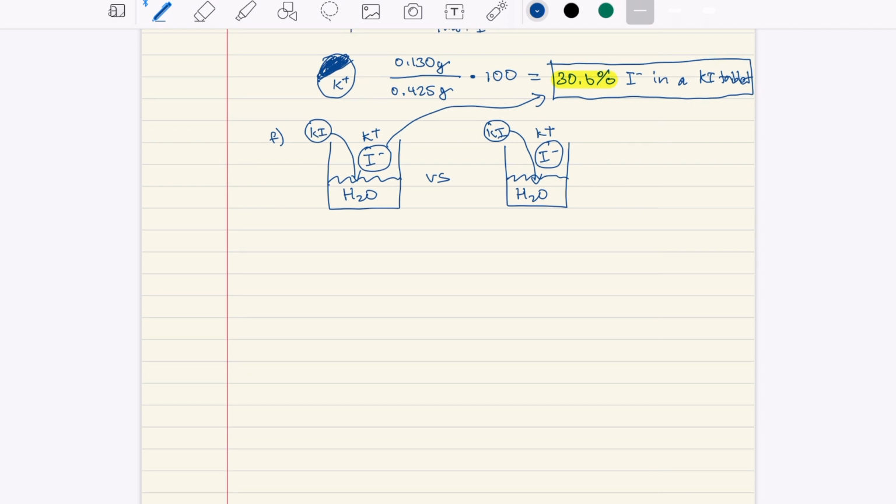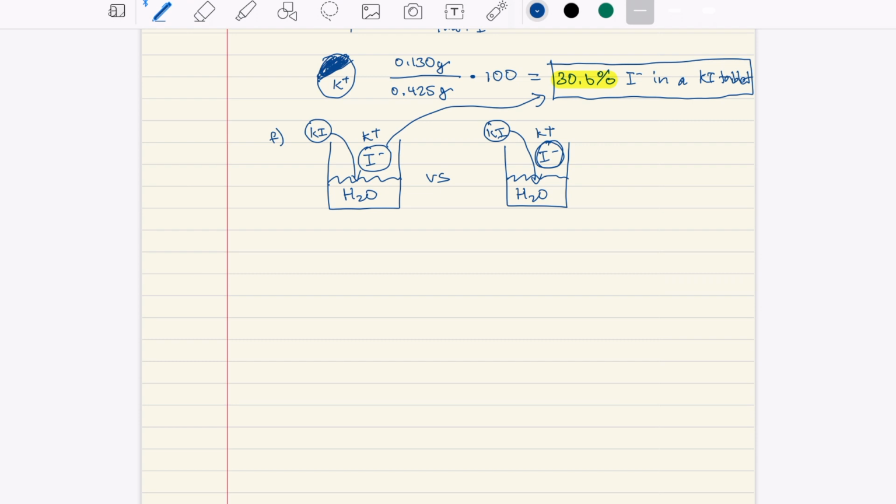So if we think about this, water really is the excess reactant in our case, right? Because we took out all the I minus. So adding more water doesn't necessarily change the amount of I minus because it's the same tablet, right? If you have a tablet of half I minus and half K plus, that's not necessarily going to change just because you added more water. The only way for I minus to change is if you add more tablets or a bigger tablet somehow.